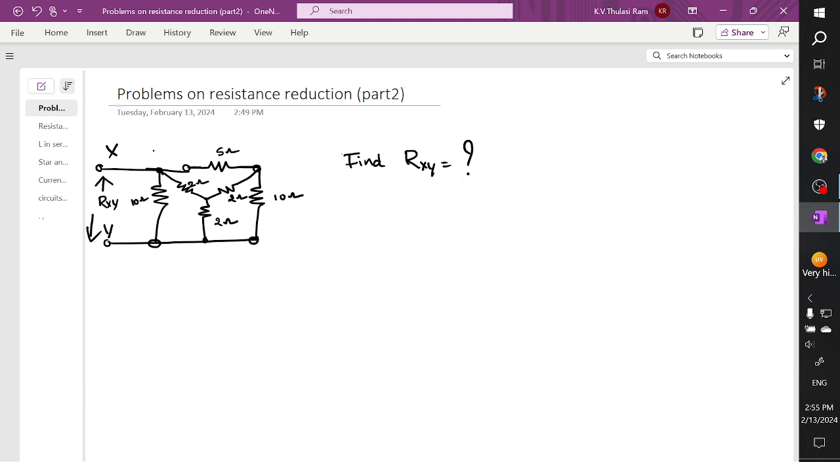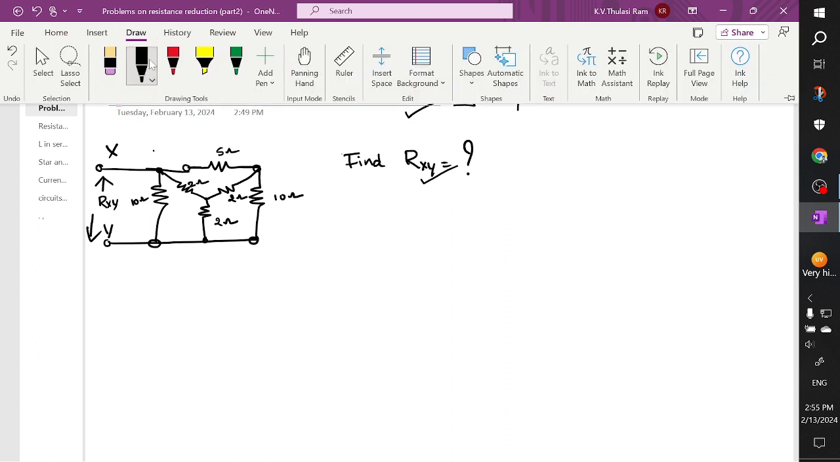So, already in the previous session, we had seen the problems of how to reduce the resistance by a number of methods. Now, let's try to solve the resistance reduction method which includes star to delta transformations. So, this is the circuit given to us. He is asking us to find out the resistance between X and Y. So, how to handle this problem? Let's try to do it.